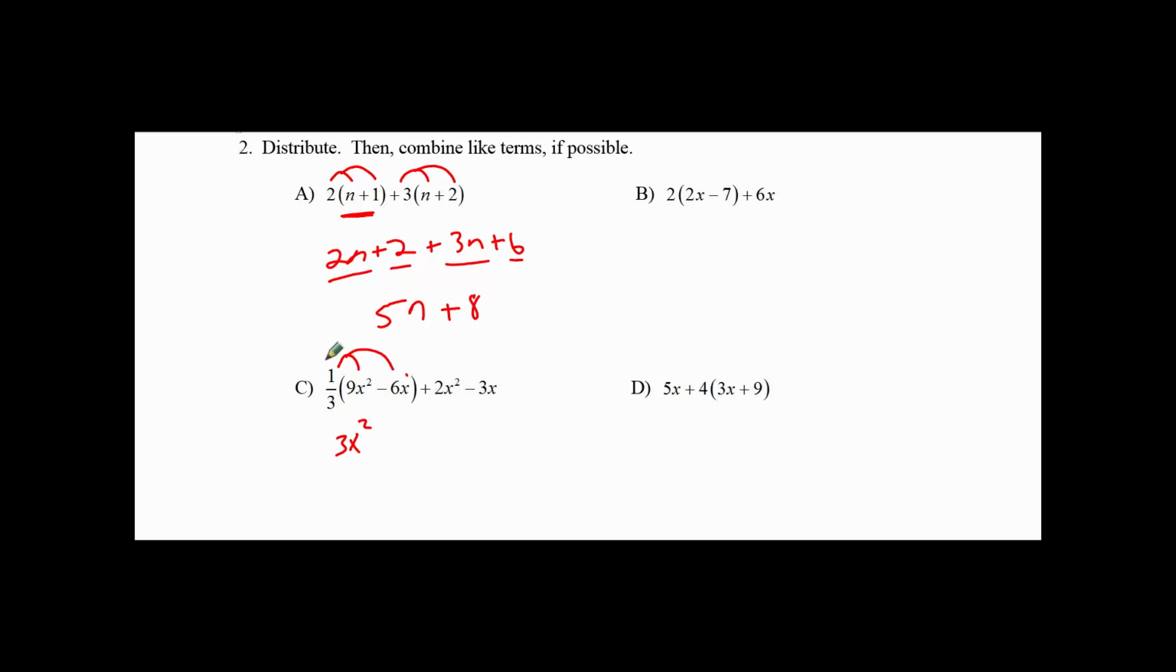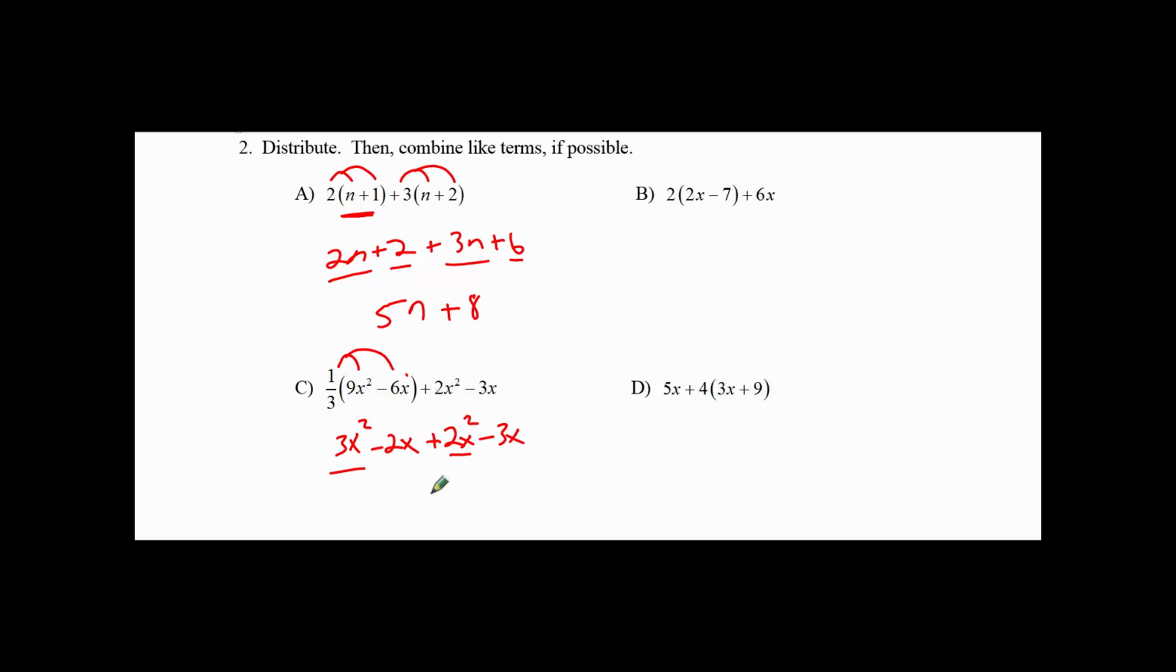1 times 6 is 6. Divided by 3 is 2. So you basically multiply by the top and then divide by the bottom. So since the 1 doesn't matter, it's really 9 divided by 3 is 3. 6 divided by 3 is 2. Alright, and then let's see what else we got left over.